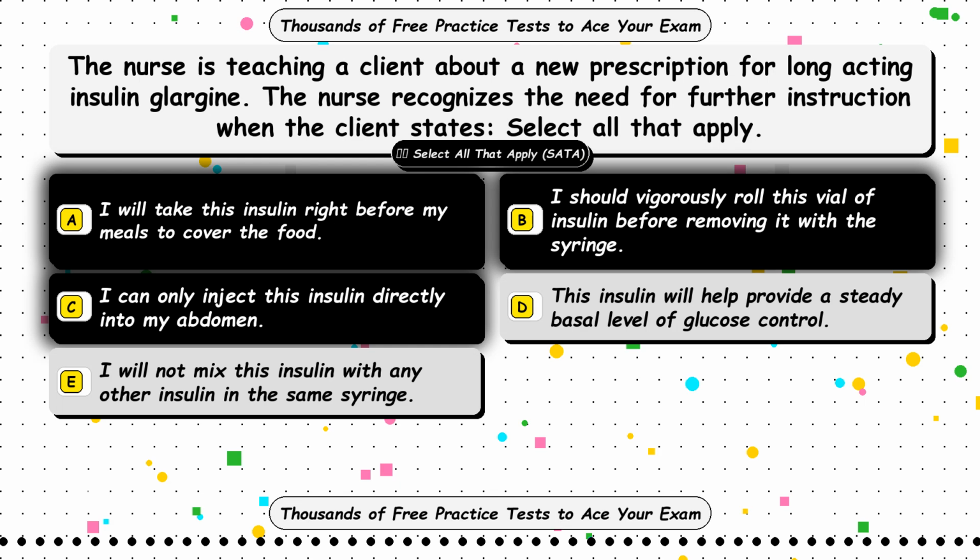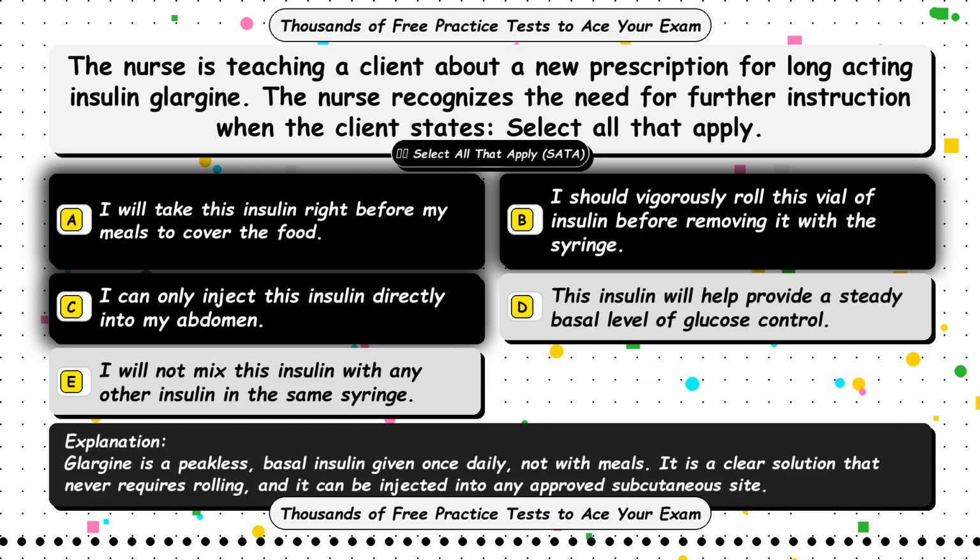The correct answers are options A and B and C. I will take this insulin right before my meals to cover the food. I should vigorously roll this vial of insulin before removing it with the syringe. I can only inject this insulin directly into my abdomen. Glargine is a peakless, basal insulin given once daily, not with meals. It is a clear solution that never requires rolling, and it can be injected into any approved subcutaneous site.